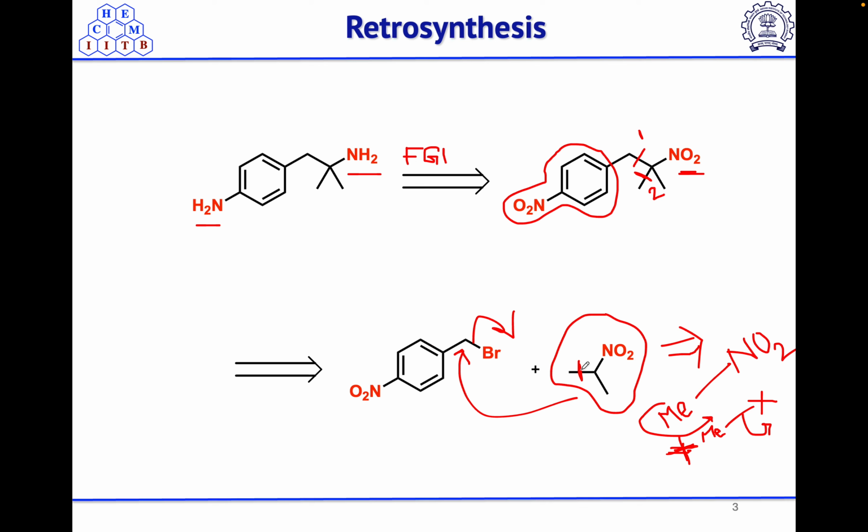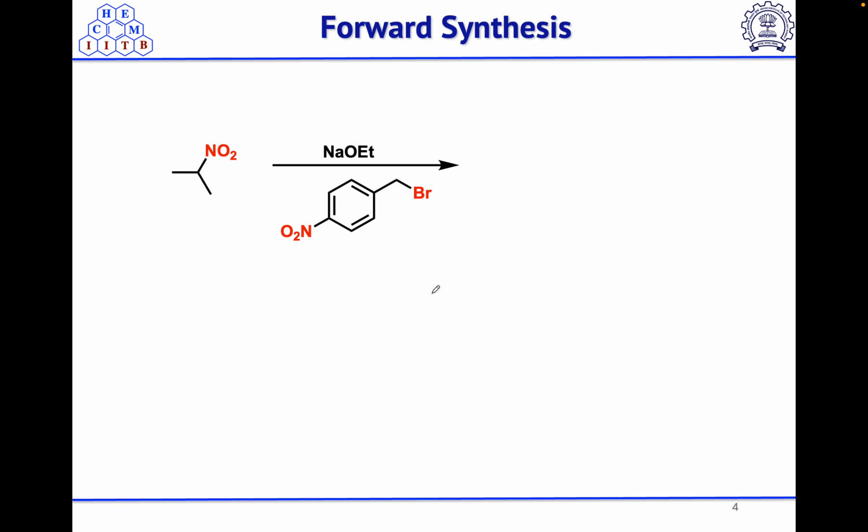Okay, so this is the retrosynthesis. Now we will see the forward synthesis. For the forward synthesis, we will directly start from this isopropyl nitro compound, like this. The pKa value of this nitro compound, the acidity, is around 9 to 10. So we need some strong base.